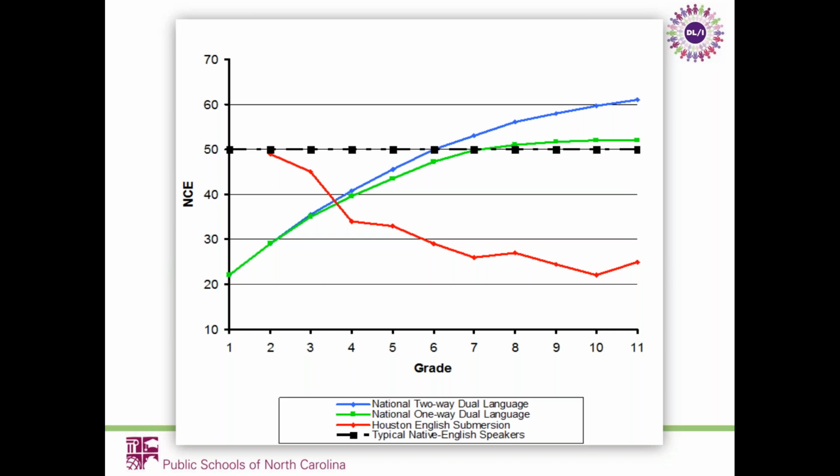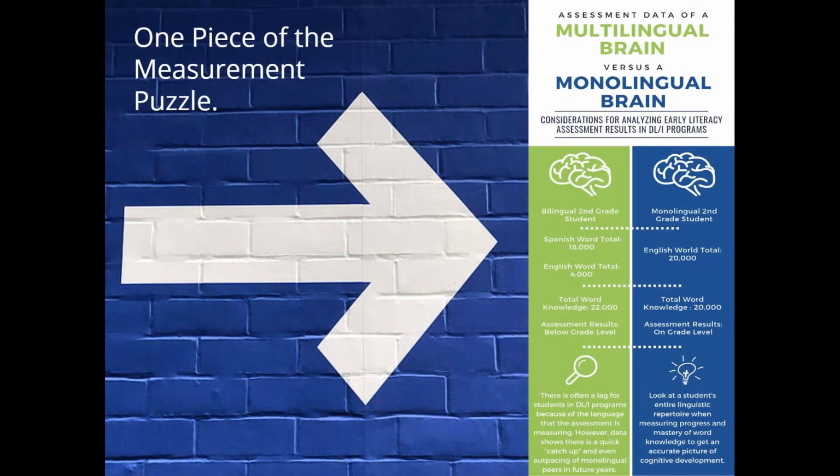Here, we have an infographic to help explain this assessment lag. If by second grade a student knows 18,000 words in Spanish and 4,000 words in English, then he or she has a total word knowledge of 22,000. But if the assessment only measures the learner's proficiency in English, then it appears that this student is behind his or her monolingual peer who has a total knowledge of 20,000 words. Measuring language acquisition in languages other than English can help to provide more detailed information about individual learners.